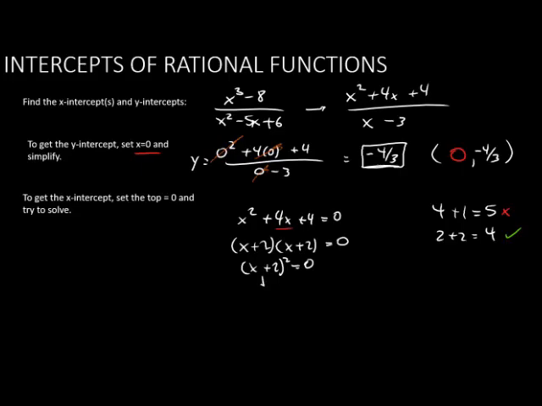In any case, we'll let the inside become 0, and we'll say x plus 2 equals 0, and if we subtract 2 from both sides, we'll get x equals negative 2. Therefore, for our x-intercept, we'll say x is negative 2, and since we're looking at the x-intercept, that means y is automatically 0. This means we now have an x-intercept of negative 2, 0, and also a y-intercept of 0, negative 4/3.